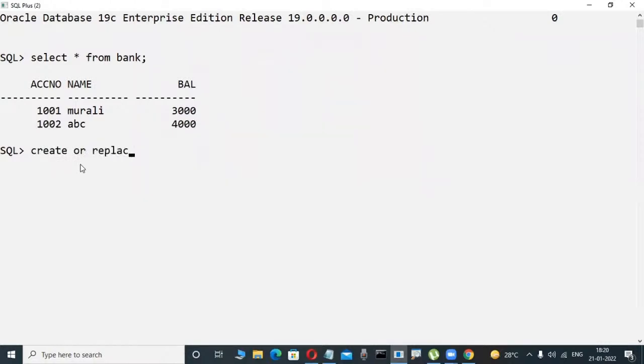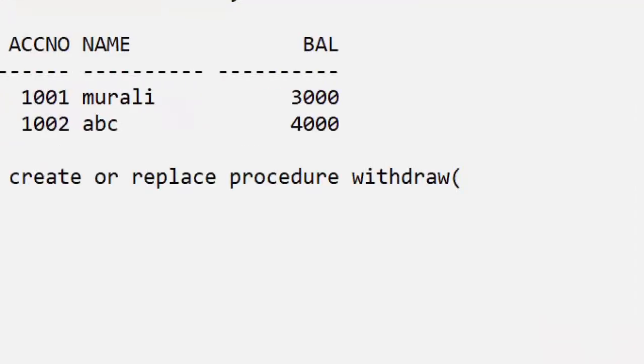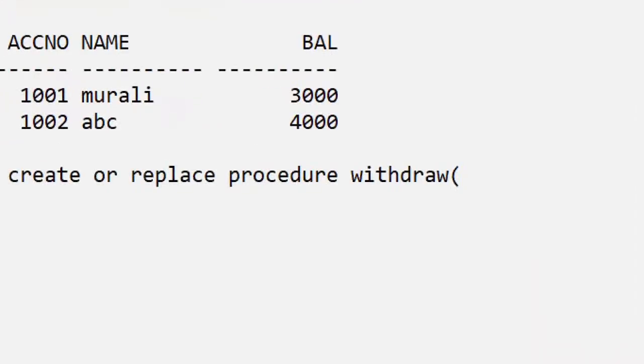Create or replace procedure. Observe here, just the execution. My procedure name is withdraw. Slowly observe here, this is the table. In my project, I try to implement one small scenario only, withdraw. Actually, in real time, big packages contain withdraw, deposit, and all the things. But for now, I'm giving just a small task in a procedure.